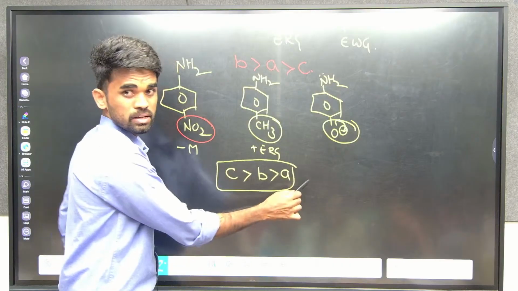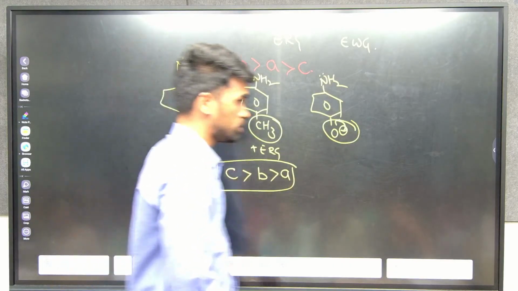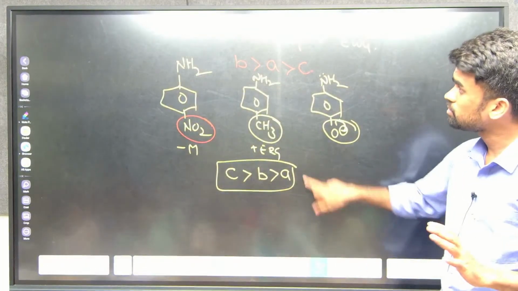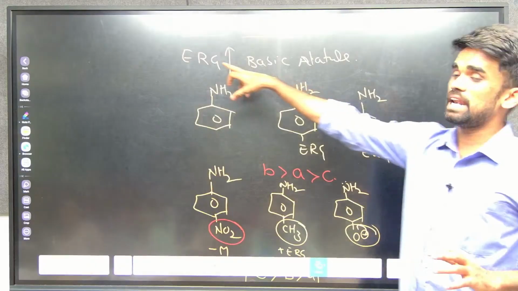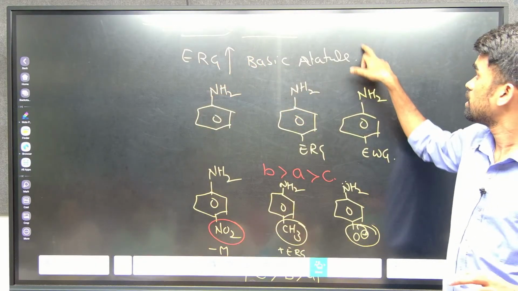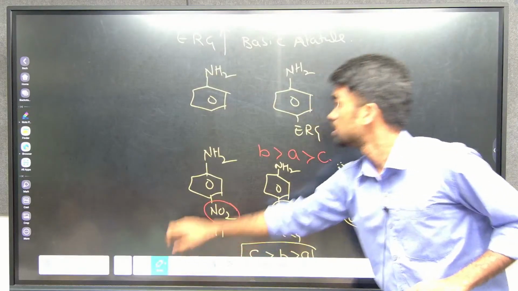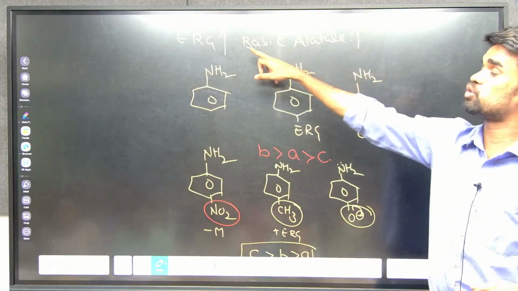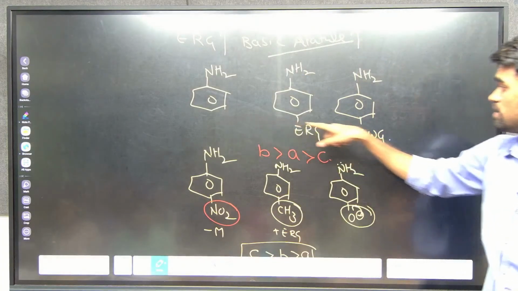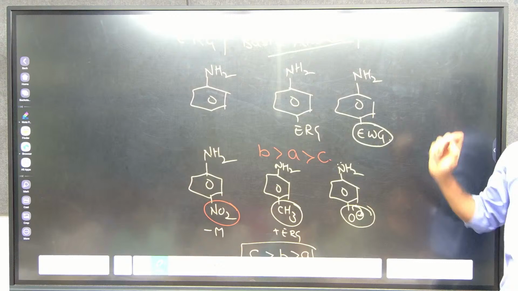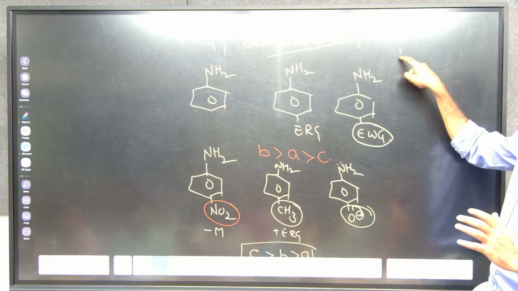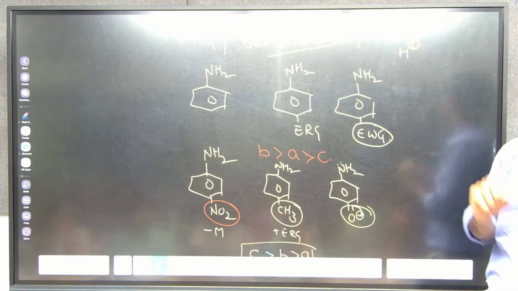Clear everyone? Okay. Remaining we will do in the study hour. Understood? If an electron releasing group is there, its basic nature increases. If an electron releasing group is there, what happens to basic nature? So here you check once what type of group it has. You might be wondering why basic nature increases, right? See, basic nature means what? Tendency to accept a proton.